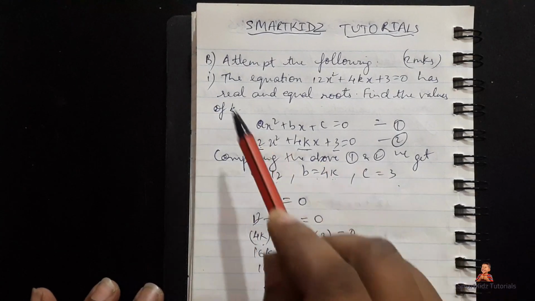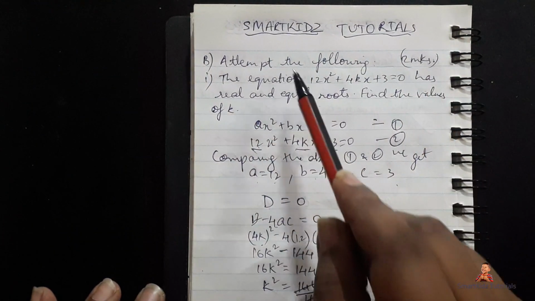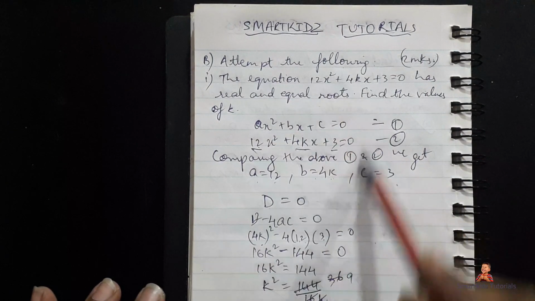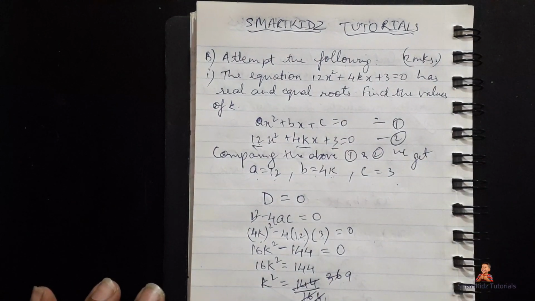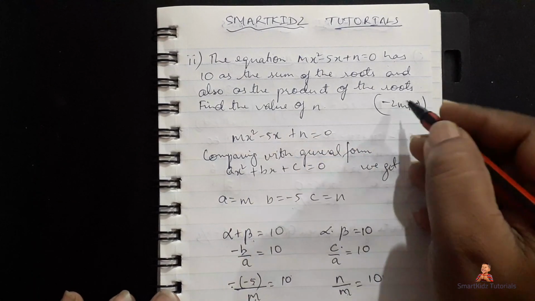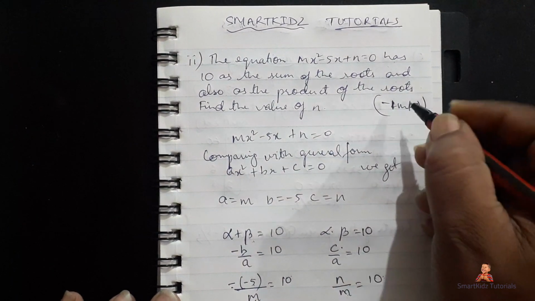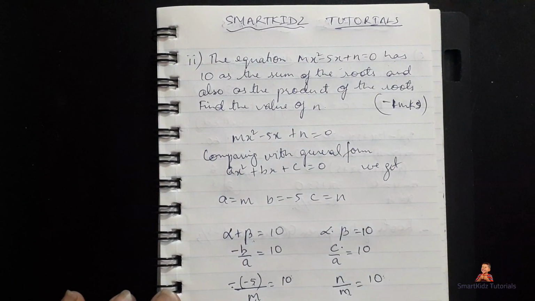Just a correction over here. These 2 marks are for the 2 questions under attempt the following. So this has got just 1 mark and this has got only 1 mark. So I had written 2 marks. Apologies for that. Only 1 mark for this.